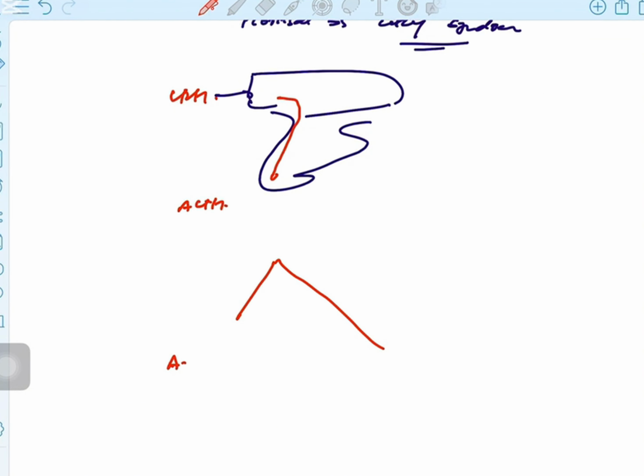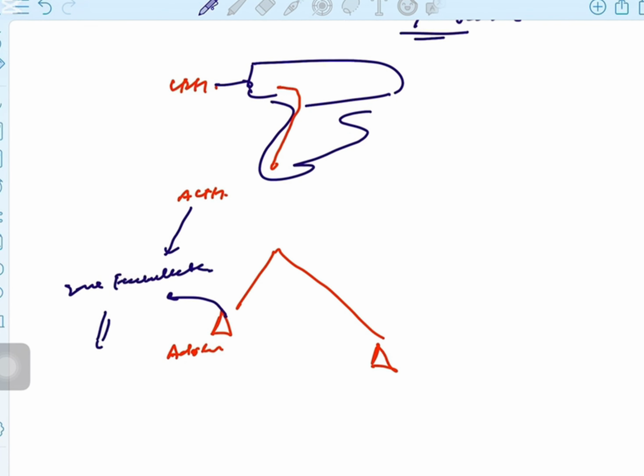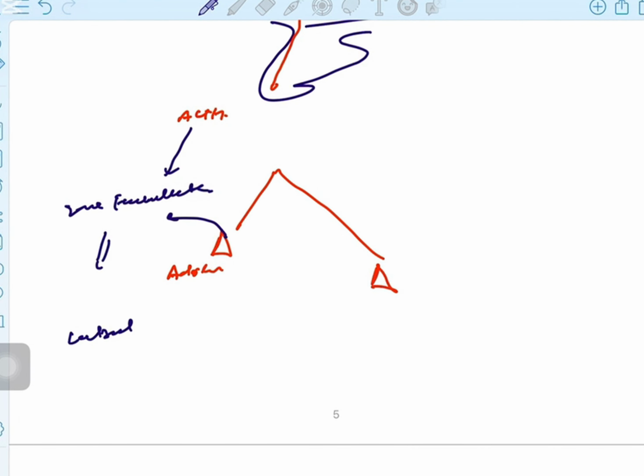Just take an example that this is the adrenal gland, which is pyramidal in shape. This is also an adrenal gland, and the outer layer is known as the zona fasciculata. ACTH hormone will give the message to the zona fasciculata, and then from the zona fasciculata, cortisol hormone is produced. So this is the normal mechanism of production of the cortisol hormone.